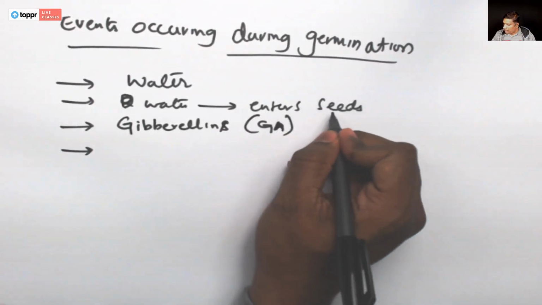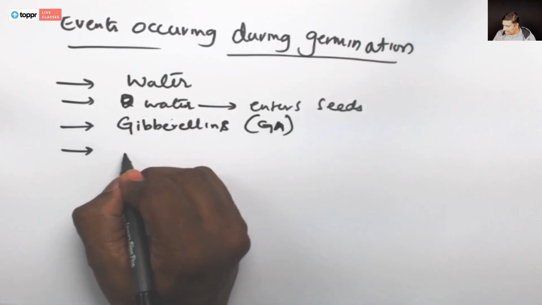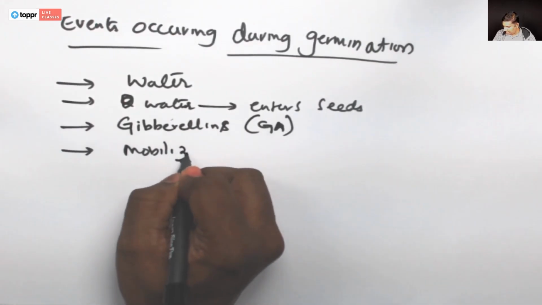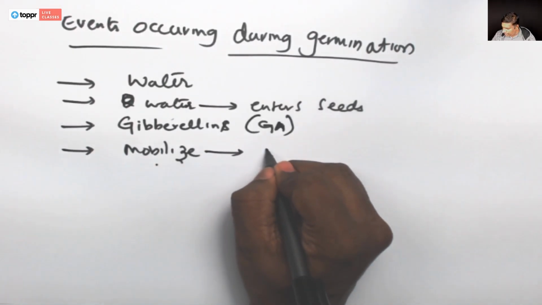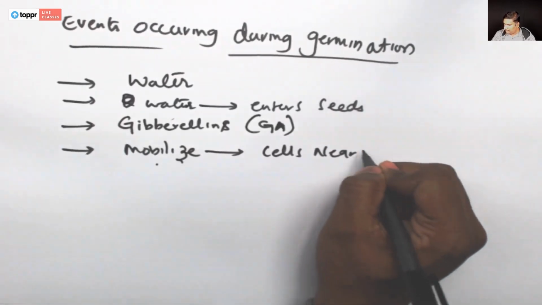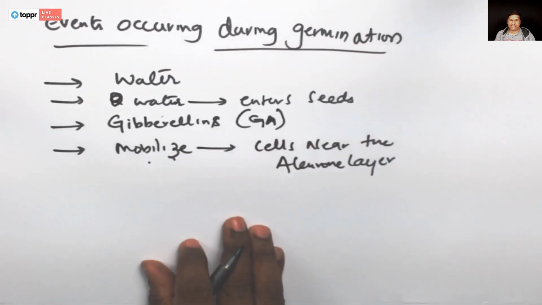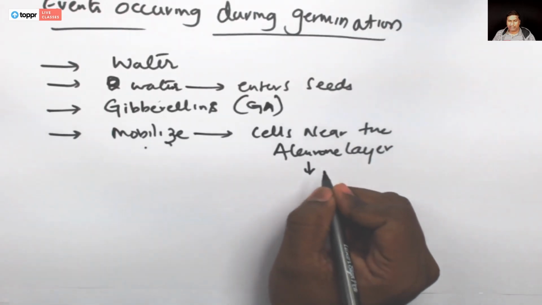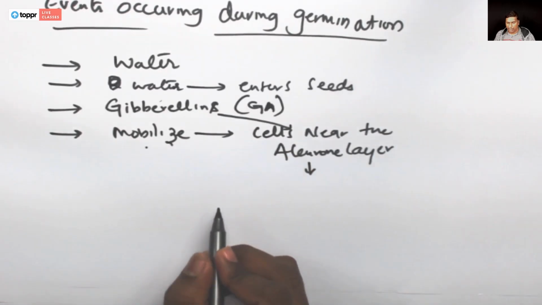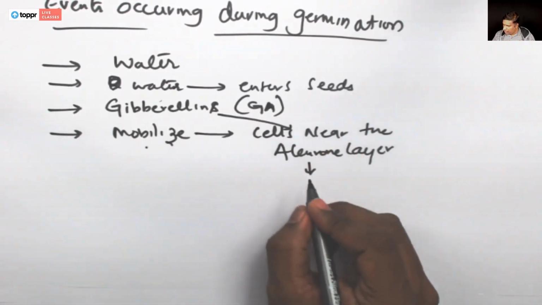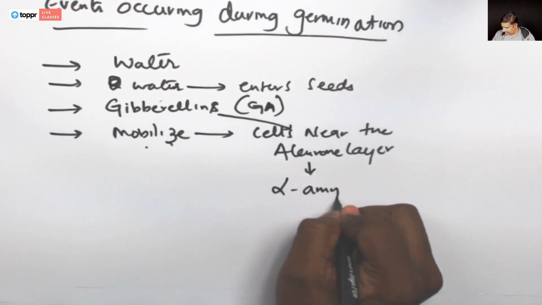So now that the seed has absorbed water, this hormone starts to mobilize. It starts to move. When this hormone starts to move, it will go and bind to the cells near the aleurone layer. Now when these gibberellins go and bind to the cells near the aleurone layer, the cells in the aleurone layer will start to secrete an enzyme called alpha amylase.